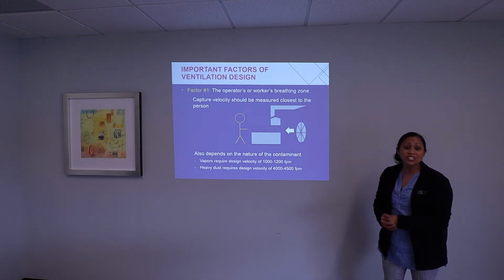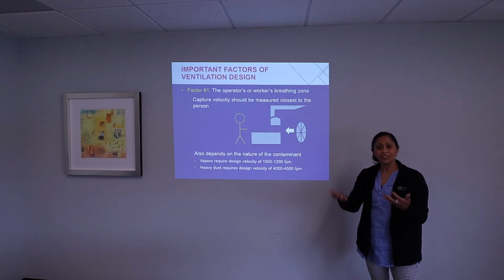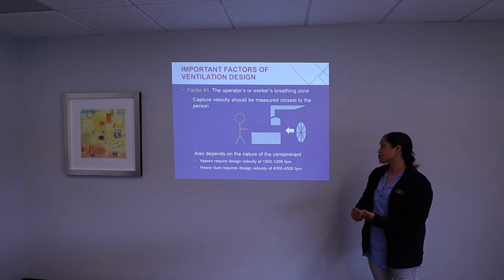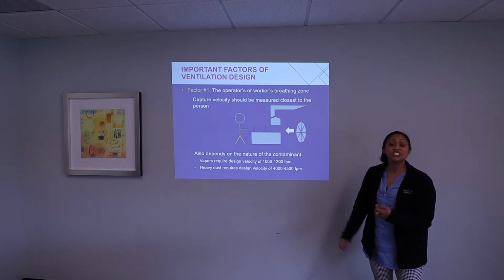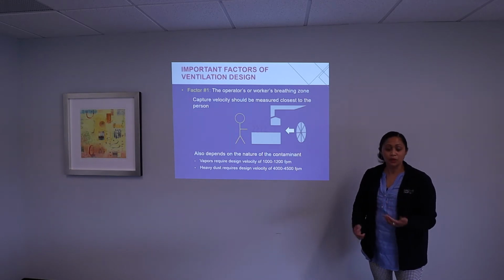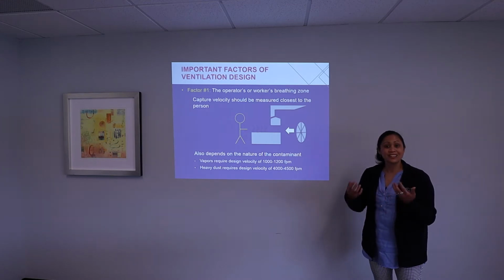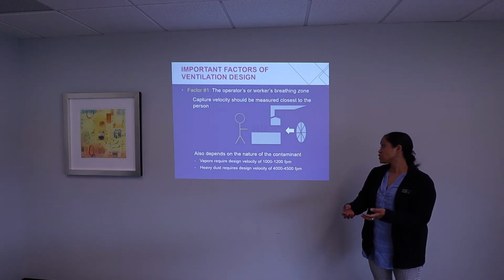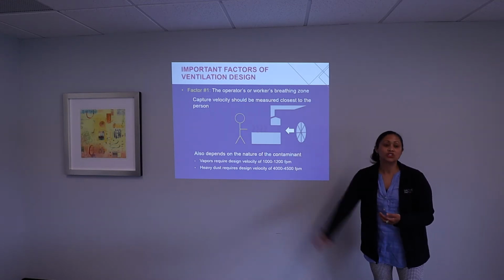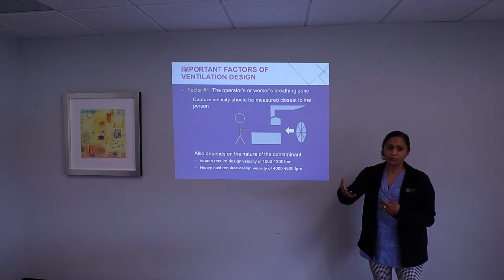Other factors are the nature of the contaminant. We mainly think of vapors if you're working with chemicals, right? So there is a certain design velocity you have to take into account. But what if you're protecting the worker from things like heavy dust? That's much heavier, and so you need a much larger velocity in order to really protect the worker.